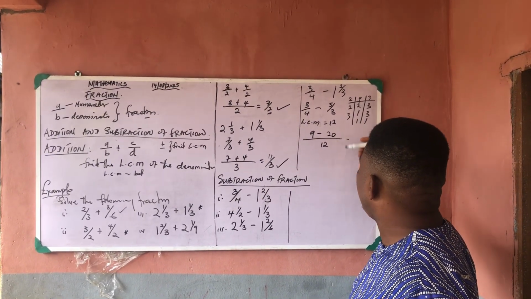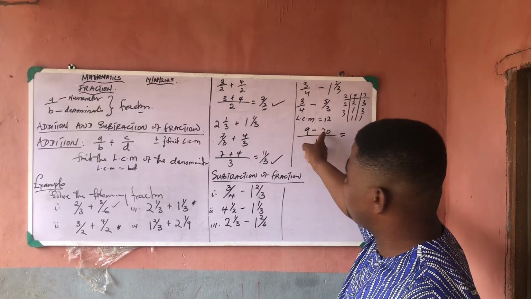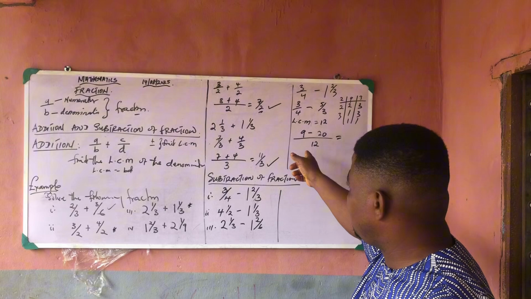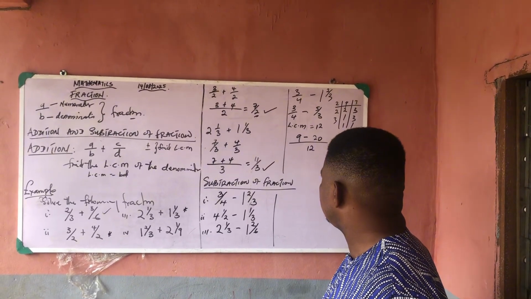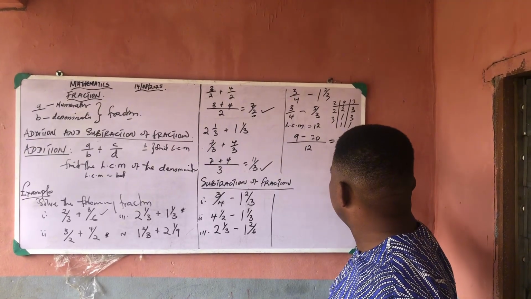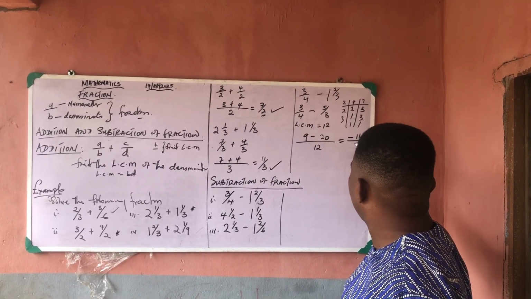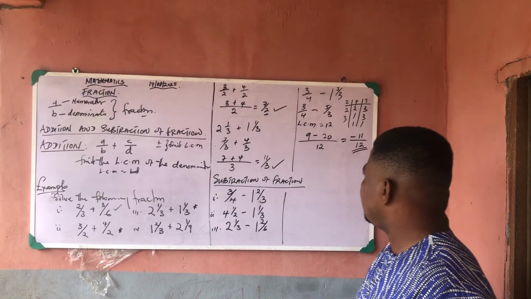So you now have 9 minus 20. You see that this one is smaller, so our answer is going to be in minus. 9 minus 20 will give us minus 11 over 12. That is the final answer, because at this point you cannot break it down again.